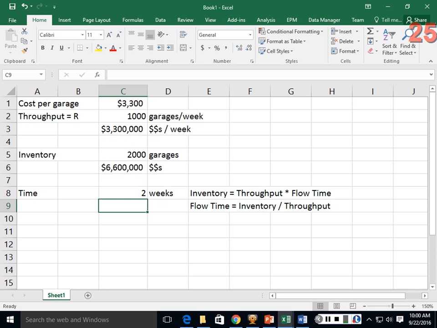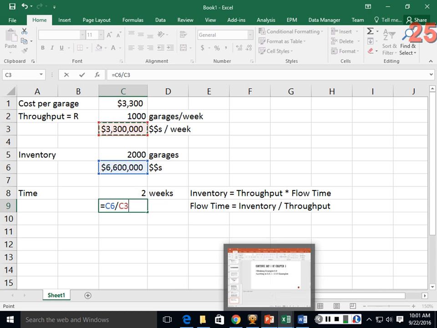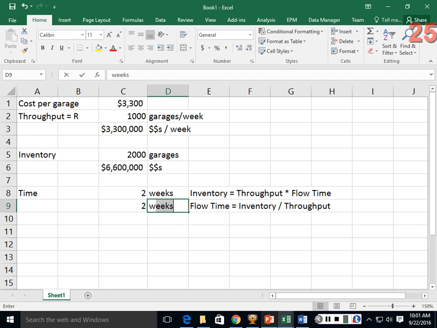That's how long it takes for one unit to enter the process and exit the process. In terms of dollars, I'm going to take my 6.6 million and divide it by my 3.3 million, and it's going to come back with the same 2 weeks. As you get more complicated processes, you may see some changes in terms of what happens with units and what happens with dollars. When I say more complicated, you have different components coming in, and those components can be valued differently, so it won't be an even flow rate here.